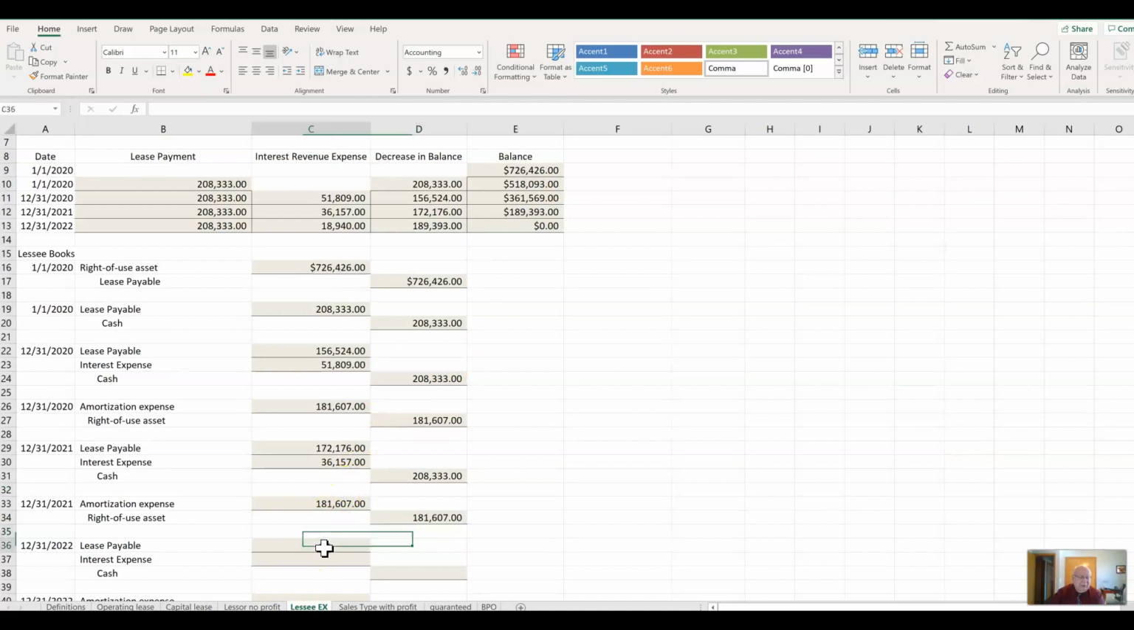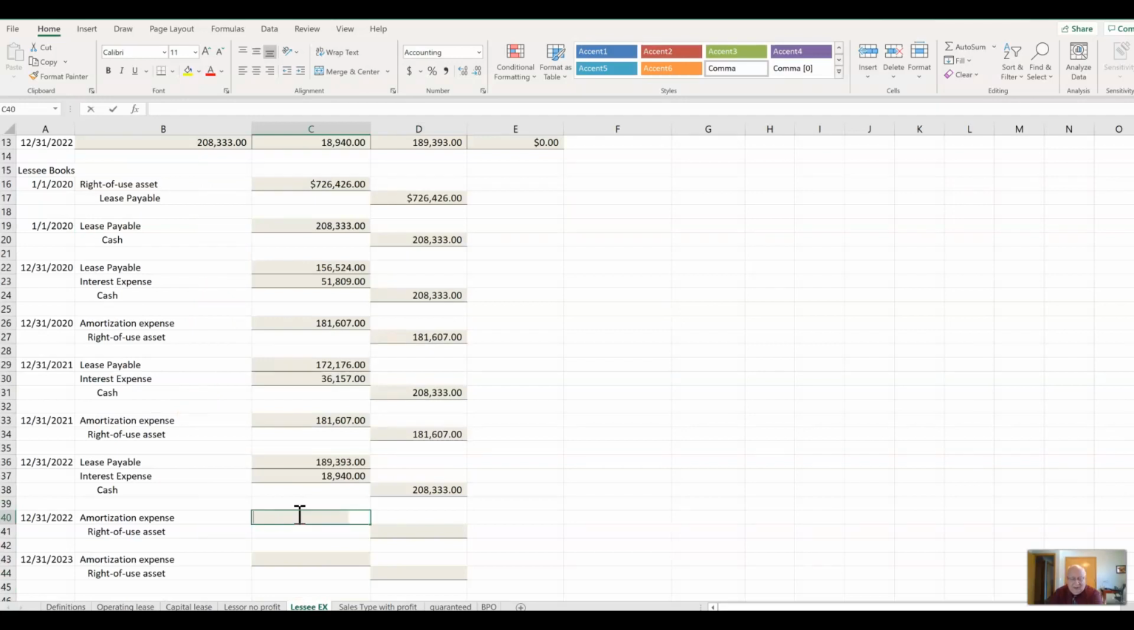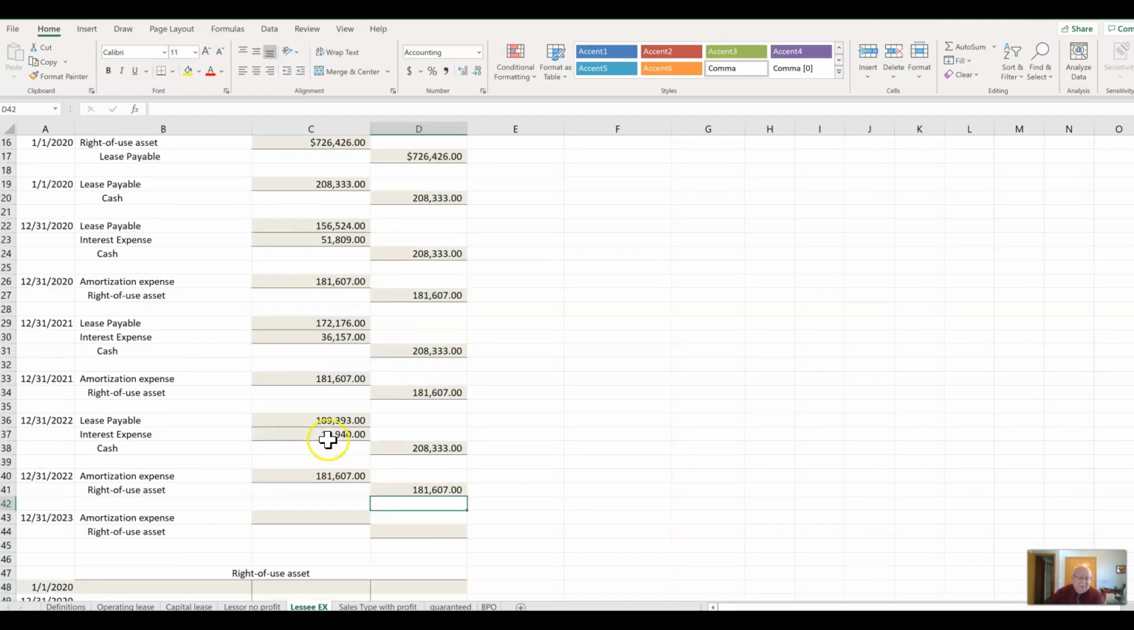Then on December 2022, we'll be doing lease payable, interest expense, and the payment. And then we have the amortization expense, which again is the 726,426 divided by 4. And you do that the following year also. Now notice this year we don't have a payment because it's done at the beginning of the year. So at the end of the year we don't have a payment.